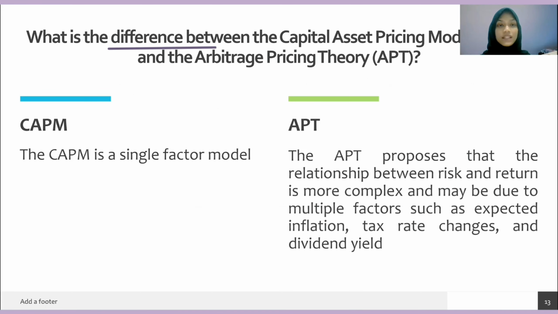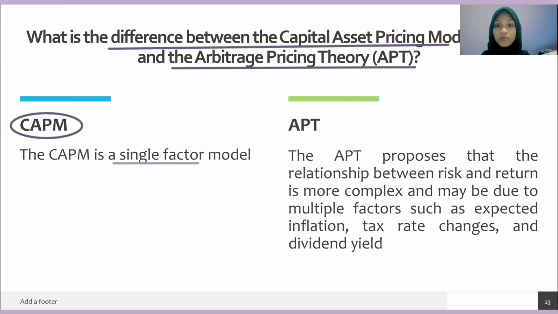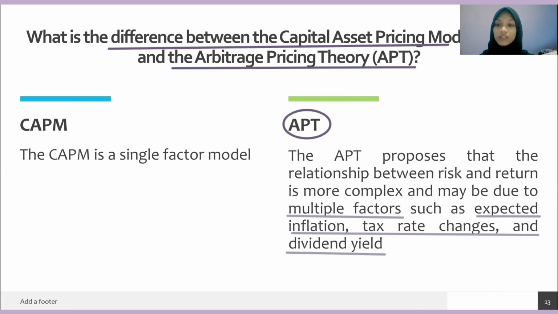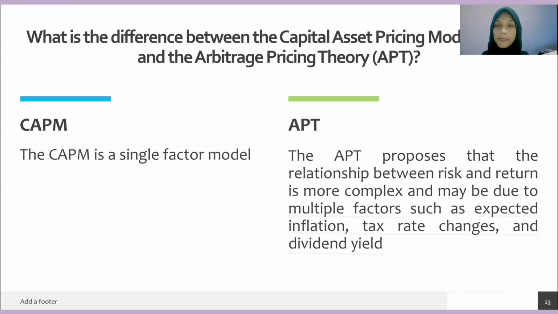Next, what is the difference between the capital asset pricing model and the arbitrage pricing theory? Actually CAPM is a single factor model, while the APT is more complex, and it is a multiple factor model, with factors such as expected inflation, tax rate changes, and the dividend yield.